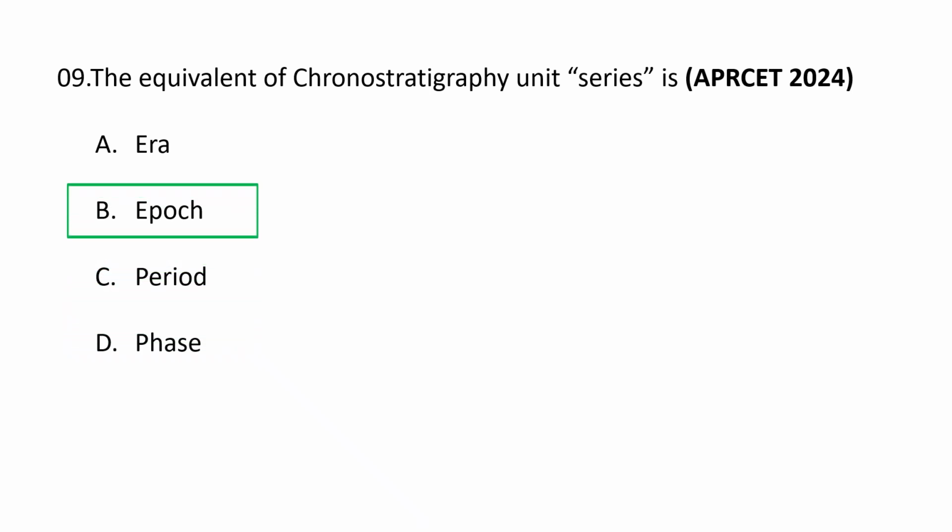The correct option goes as B. Epoch. The geochronological equivalent of the chronostratigraphic unit series is epoch. A series is a body of rock layers deposited during a specific interval of time, while an epoch is the name for that interval of time itself. So the equivalent of chronostratigraphic unit series is epoch. B is the correct option.